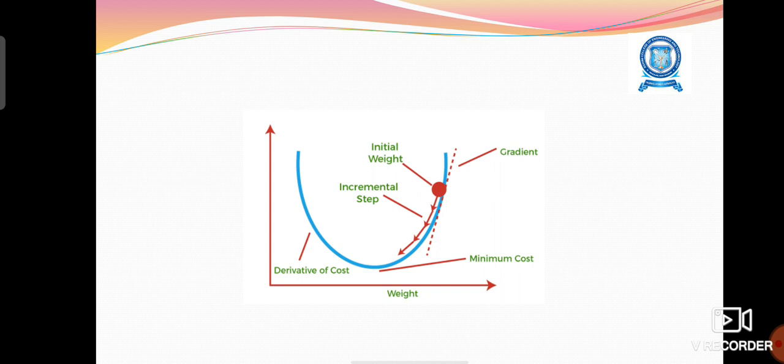This graph shows the minimum cost and the maximum cost, and the line touching the curve is called the gradient. From the initial weight, in each incremental step the gradient value will be changing and the weights are also changing. So in each incremental step it will find the minimum cost.